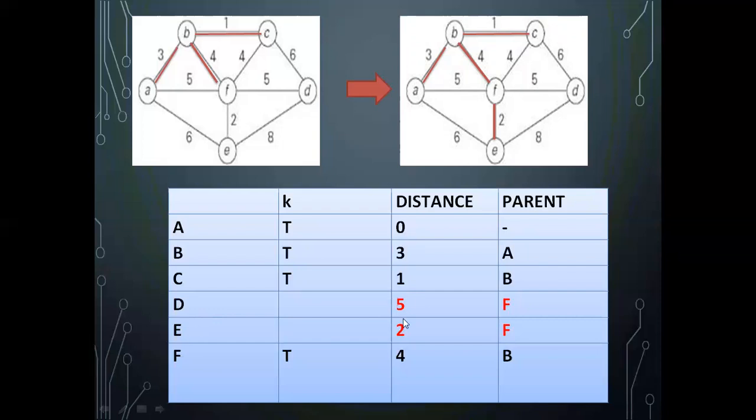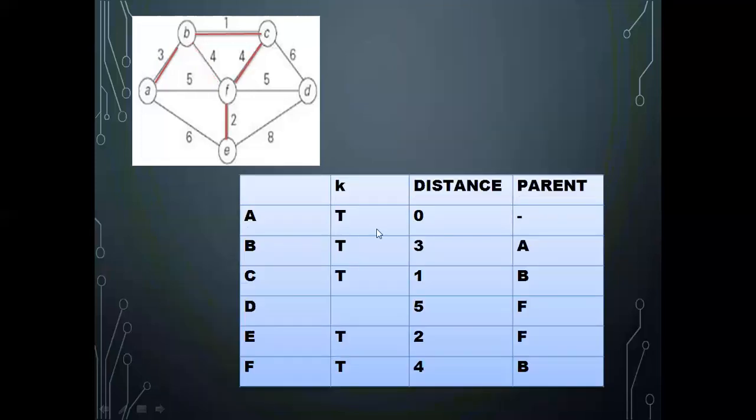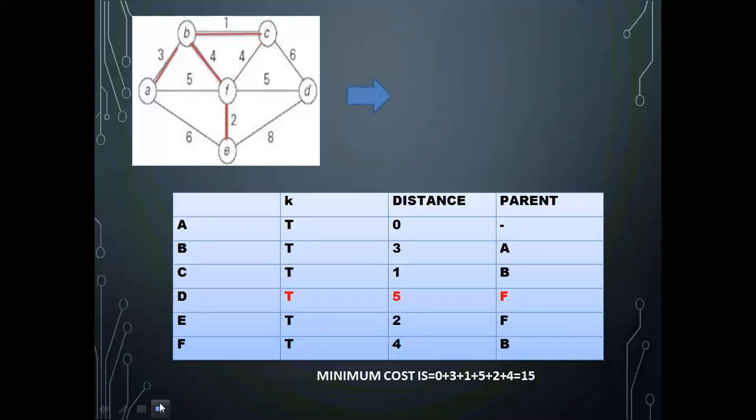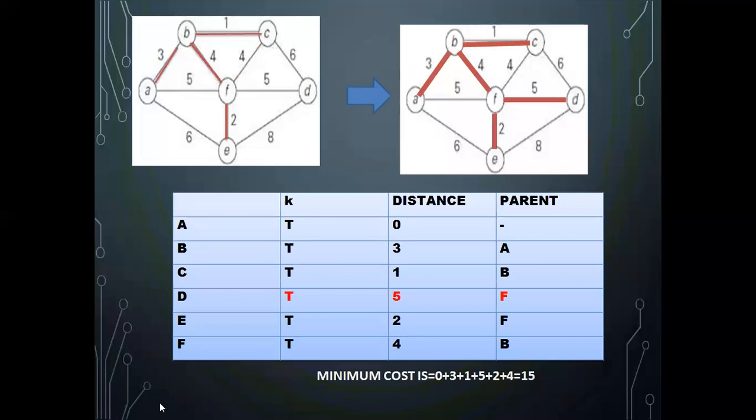Okay, so again I should find out which is the minimum one. That is E to F, which we have already added to the spanning tree. Only one edge is present which is not part of the spanning tree. That is D to F with weight 5, so you can add that to the final tree. So that was added to the spanning tree, and this will be your final minimum spanning tree.